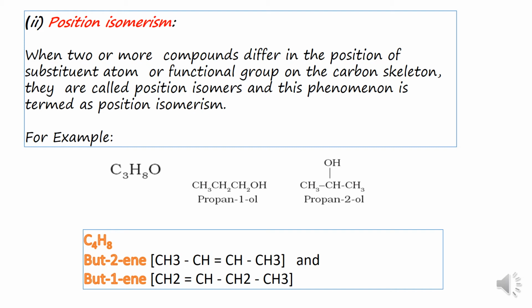Now children, another example of position isomerism is the compound containing 4 carbon atoms and one double covalent bond in between 2 carbon atoms.